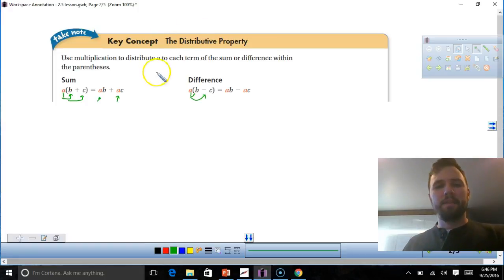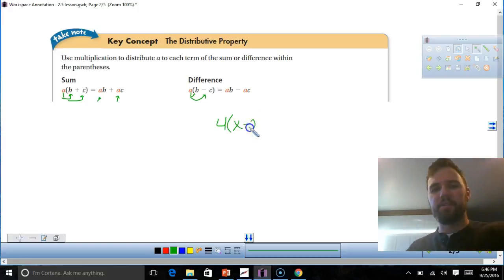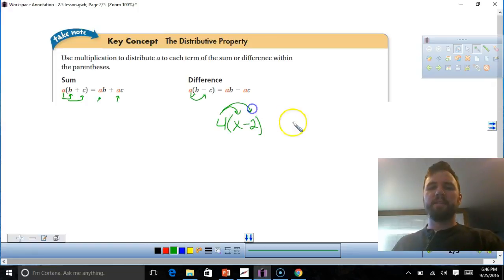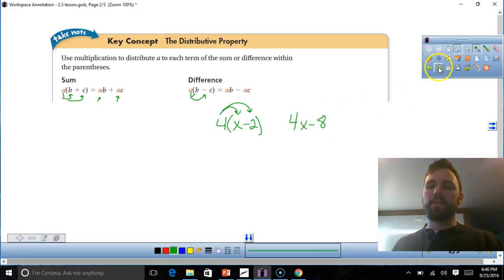Alright? So, for example, and this should all be review for you guys. If you have 4 times x minus 2, you guys know that 4 is going to deliver a paper to each of these guys. And you're going to get 4x minus 8. Alright? Distributive property. Love it. At least learn it. You don't have to love it.